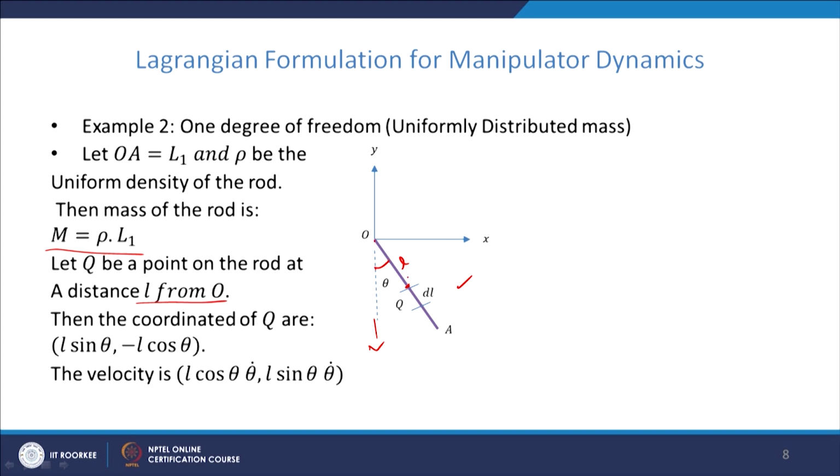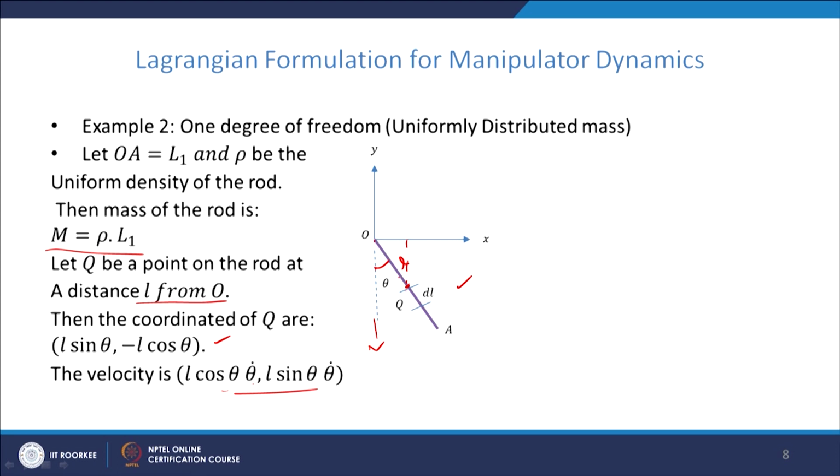Now, we calculate the coordinate of the point Q based on the angle given here. So, the x value is L sin theta and the y value is the negative value, minus L cos theta. The velocity is the time derivative of the position. So, it is L cos theta into theta dot, d theta by dt, and L sin theta into theta dot. That is for a particular point Q.